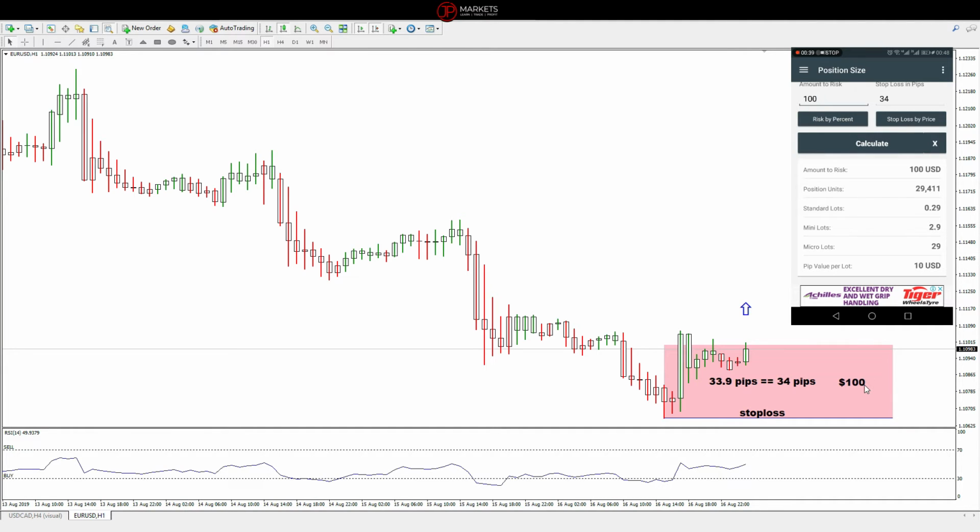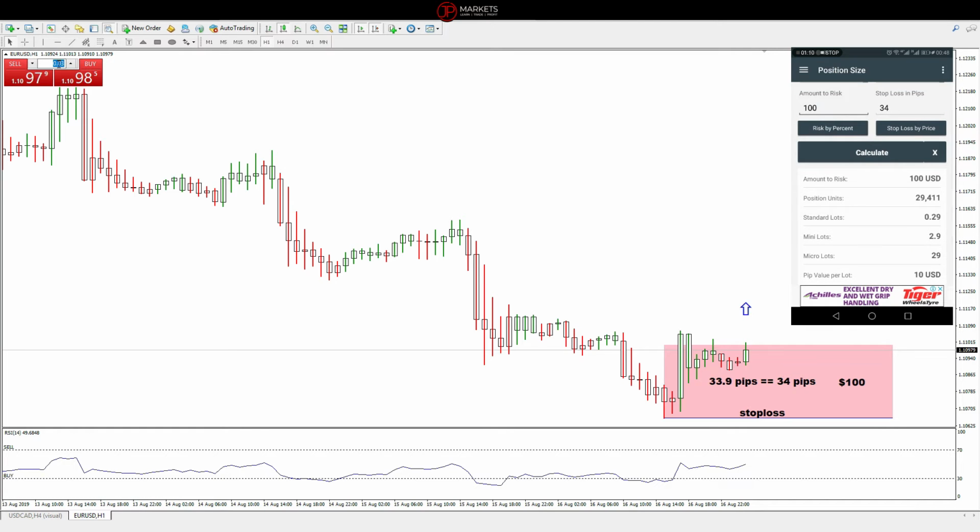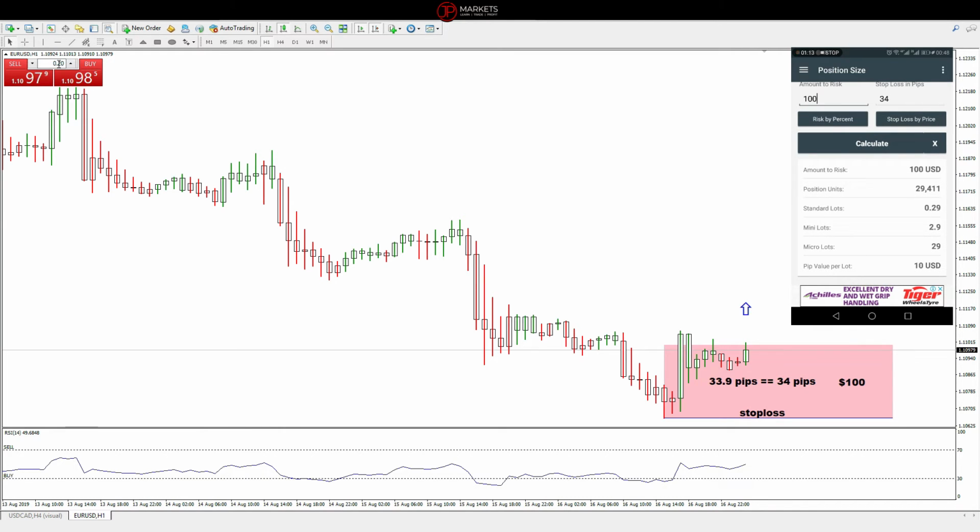Let me just press it again there. Automatically the calculator will pick up what lot size you need to apply so that you only lose $100 in the 34 pips that you've selected. It says here in standard lots we need to risk 0.29. So all you have to do is come to your platform, click here so that you can see the sell and buy options, and where it says 0.0 or whatever it says up there, just replace that with what you see on the calculator, which is 0.29. Now since we're looking for buying opportunities, I'm going to press buy right now.